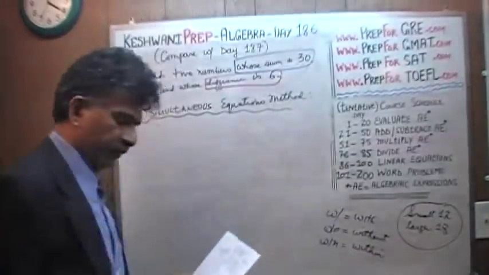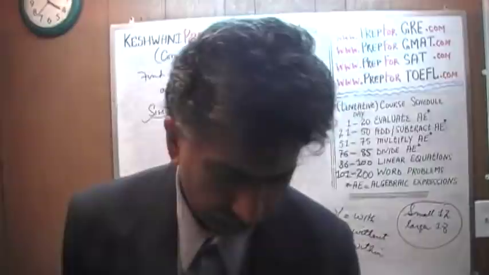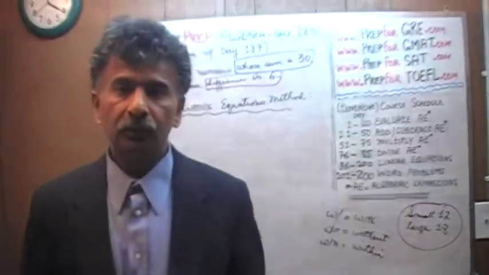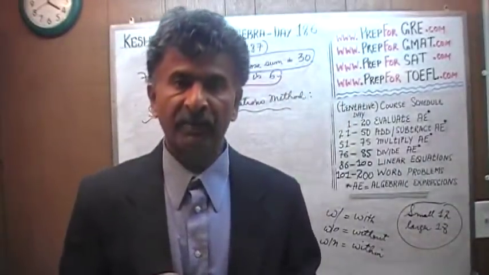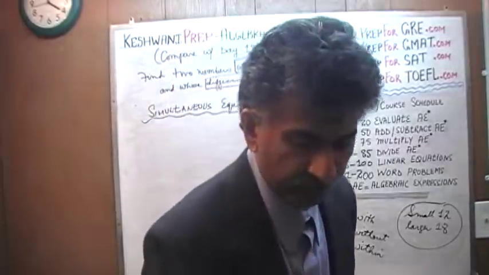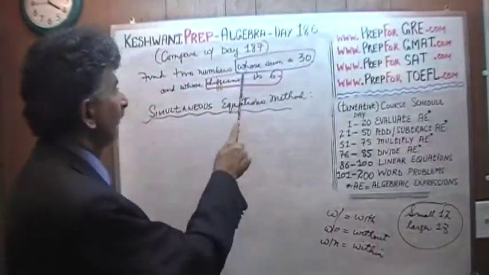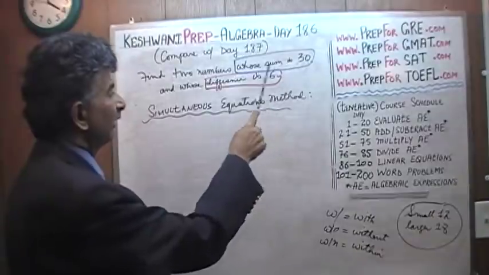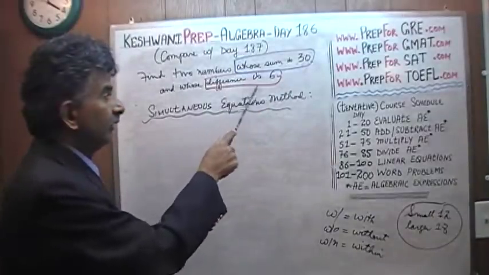In the simultaneous equations method, we do exactly what it says here. We arrive at two simultaneous equations. Where do we arrive at two equations from? From these two statements. The first statement is that their sum is 30. The second statement is that their difference is 6.